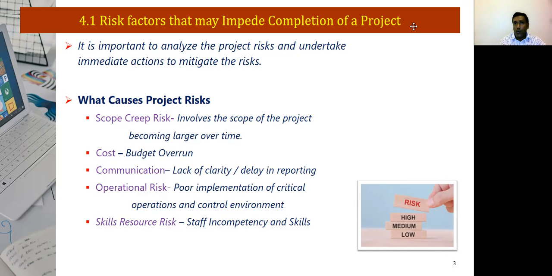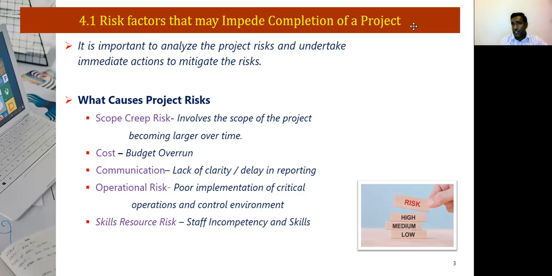Communication risk is more important. Why? If the project team does not have clarity, or if there is a delay in reporting, then there could be a risk in the project. Also, operational risk on the other side, where if you do not have a proper control environment, it can also lead to project risk. Skill resource risk is where there is staff incompetency with a particular skill.